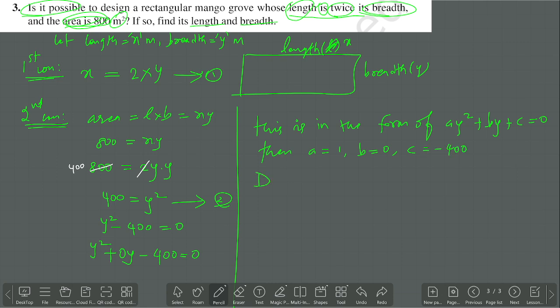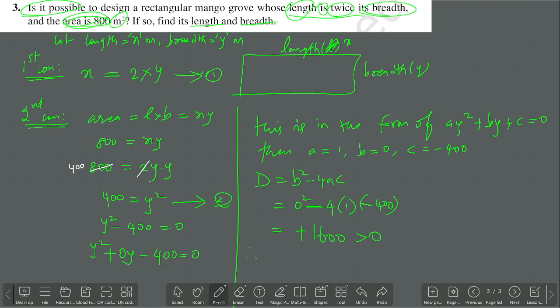First check D. D equal to b square minus 4ac. What is b? 0 square, minus 4 into A value 1, C value minus 400. So this minus and that minus make plus, and 4 fours are 1600. Then what is it? Greater than 0.